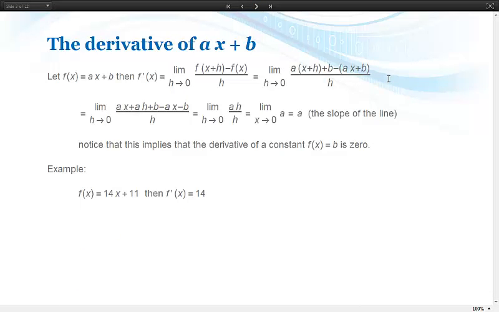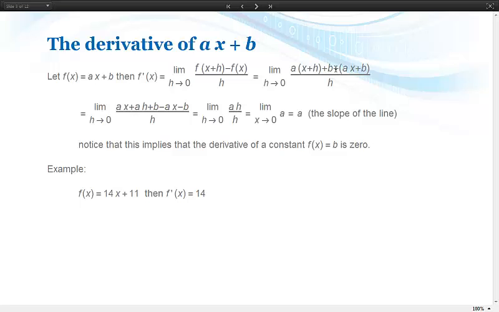So let's use this definition to once and for all figure out what the derivative of the function f of x equals ax plus b is. So suppose that we have this linear function representing the line with slope a and y-intercept b. If I apply my definition, I take the limit as h goes to 0 of f of x plus h minus f of x over h. Well, what is f of x plus h? I replace every x with x plus h. So here's a times x plus h plus b. That entire expression here is f of x plus h.